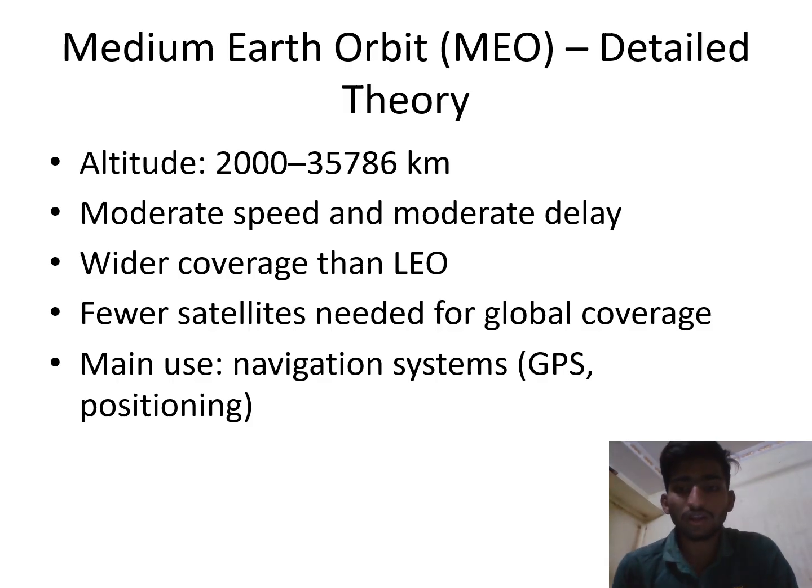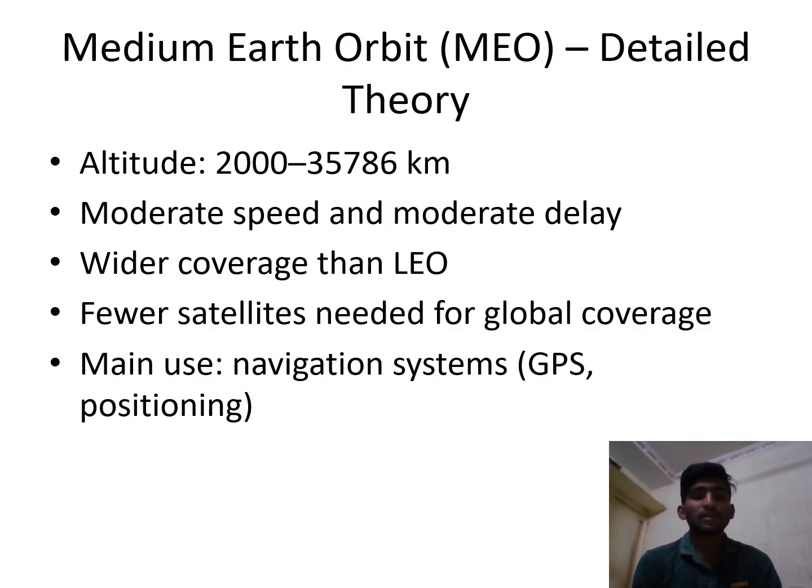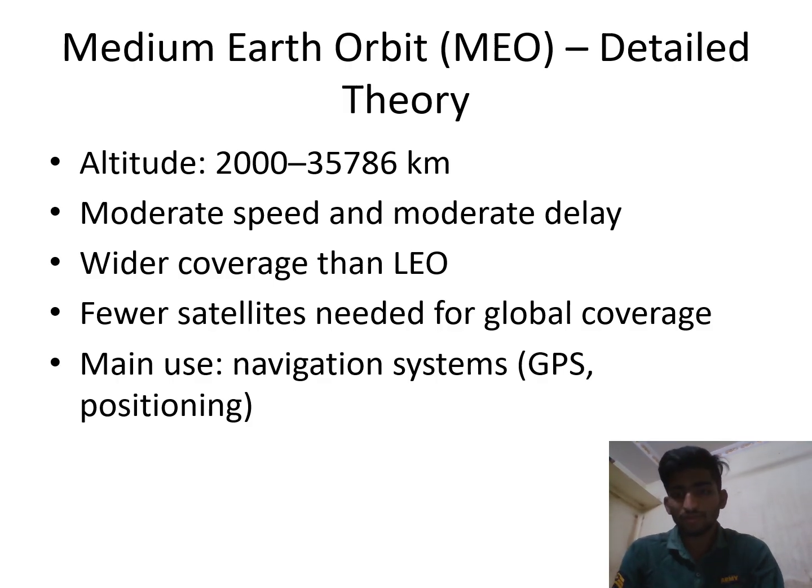Let's move into another orbit, that is medium Earth orbit. It is above LEO and from the Earth. Its height is 1,027 kilometers. It has moderate speed and moderate delay. It has wider coverage than LEO. LEO covers a small area, but MEO covers more than LEO.